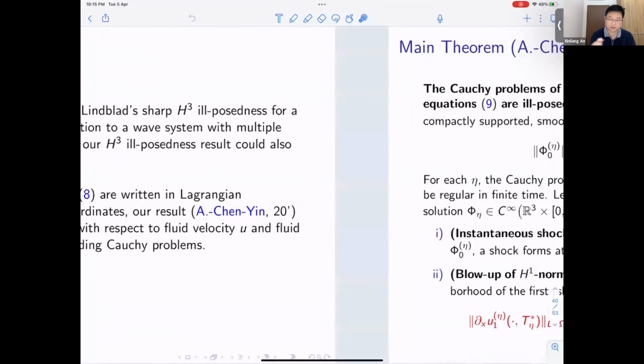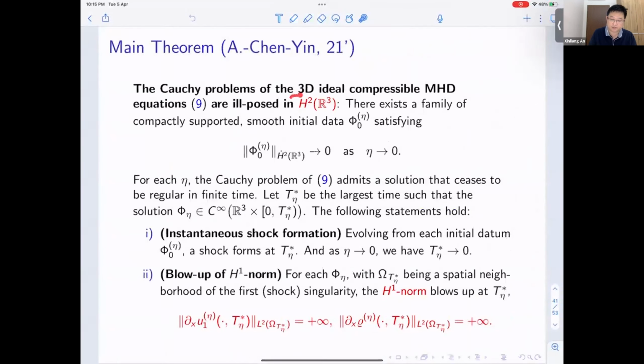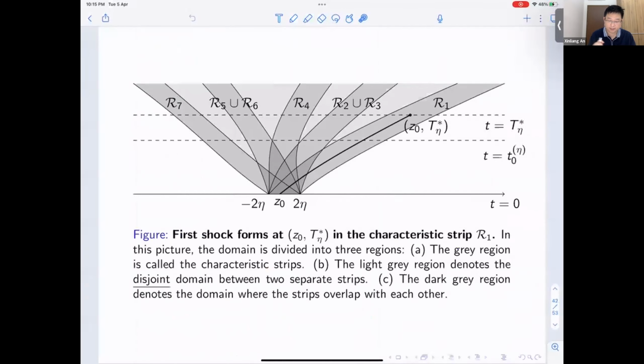Our next result is for the 3D ideal compressible MHD. We also have the desired ill-posedness in H2 in the same flavor: we design a family of initial data, and as eta goes to 0, the data go to 0, and we will have instantaneous shock formation, and there will be blow up of the H1 norm. So I think what is interesting is not the result, but the way we found to see the phenomenon.